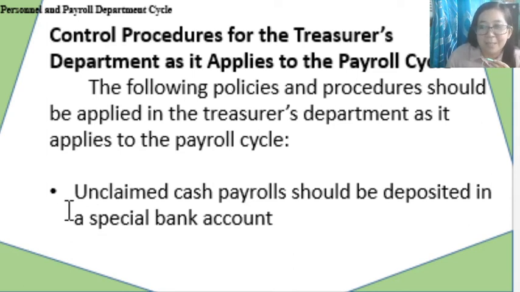For the treasurer's department still, this is another policy or procedure that they may apply. Okay, so any unclaimed cash payrolls should be deposited in a special bank account, or they can also use a separate bank account for the payroll. So that in case the employee will claim it, there is a fund that is available. And of course, if that is still unclaimed, they can use that for the next payment or payroll period.